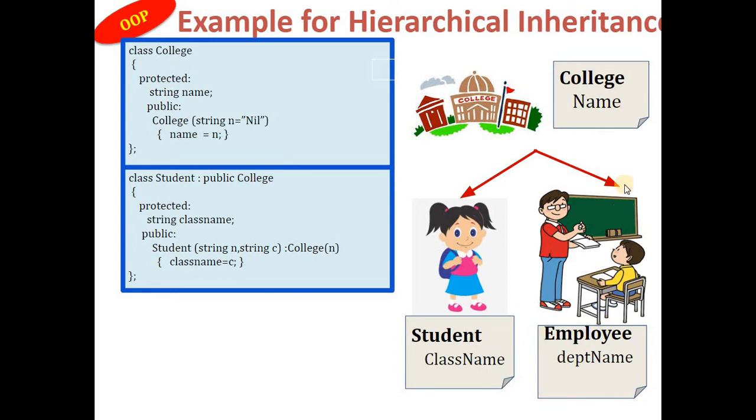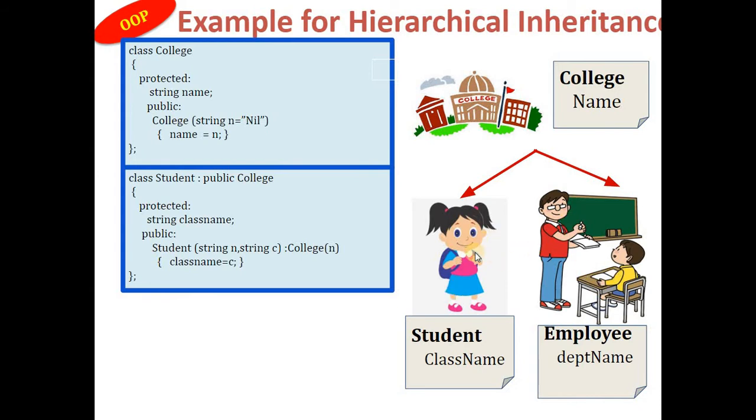Why have we taken this example as hierarchical? Because all the students belong to the same college, they have a common college name, and employees have a common college name. For example, if we belong to college XYZ, the student is also a student of XYZ college, and an employee working in XYZ college also has the same college name. So we can share the common properties with the derived classes.